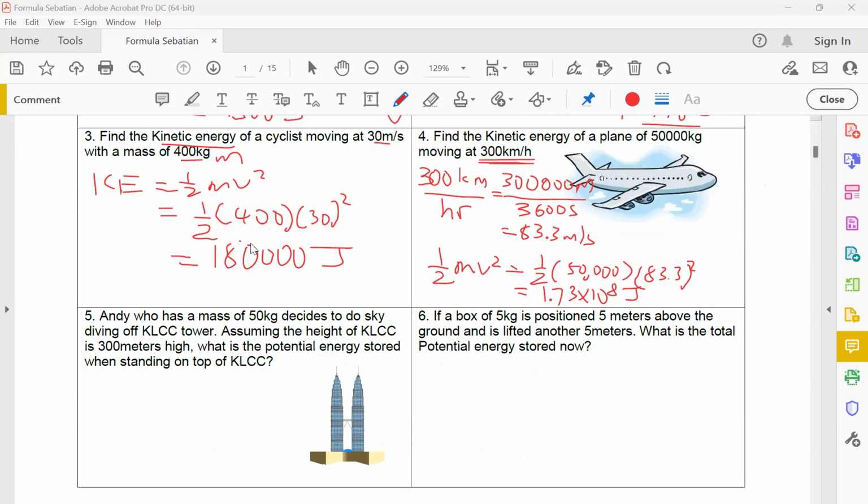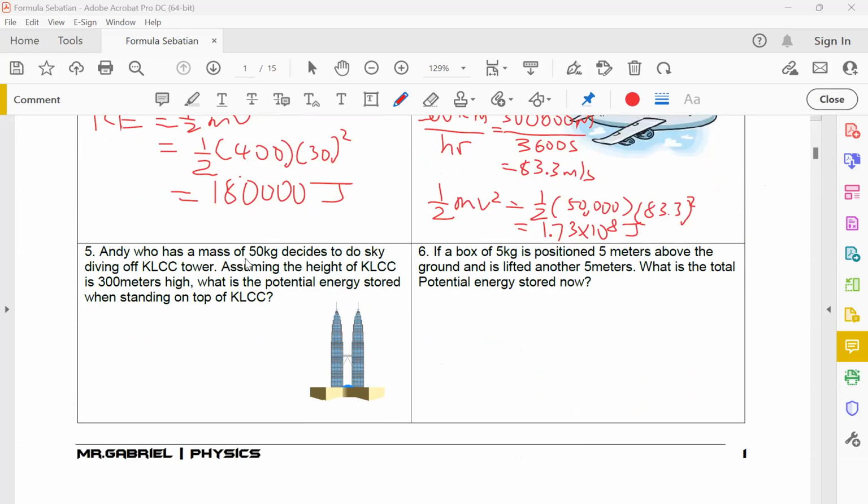Okay. Then after that, this one here, yet again, you identify this as your mass, and this is your height, and you're asked to find gravitational potential energy. Now, obviously, it's going to be your mgh, right? Which is going to be 50 multiplied by 9.8 multiplied by 300. Just press this in your calculator, and you'll get a very standard answer.